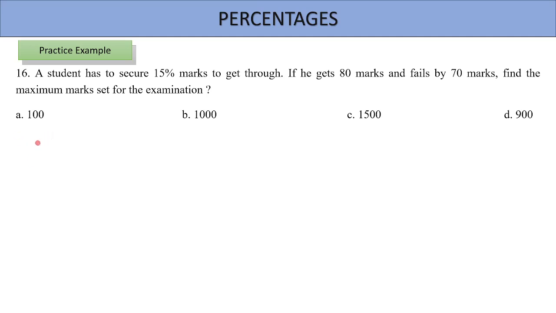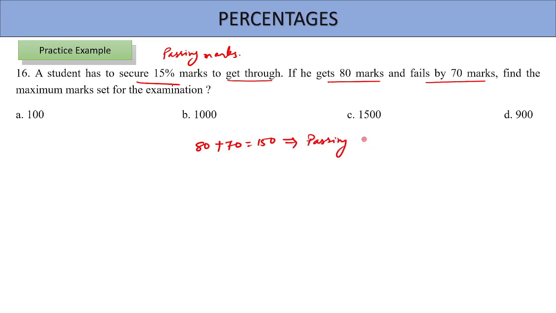Question 16. A student has to secure 15 percentage of marks to get through. That means 15 percentage is his passing mark. If he gets 80 marks and fails by 70, that means 80 plus 70 is 150, and this is your passing mark.